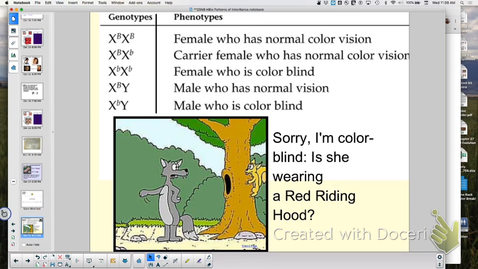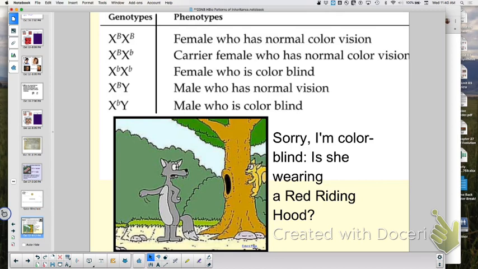At the very worst, she will be a carrier. In fact, that's the only thing she will be, right? Mom will always give a good X, but dad will always give a bad X. So all their daughters will be what? Carriers. Does that make sense?